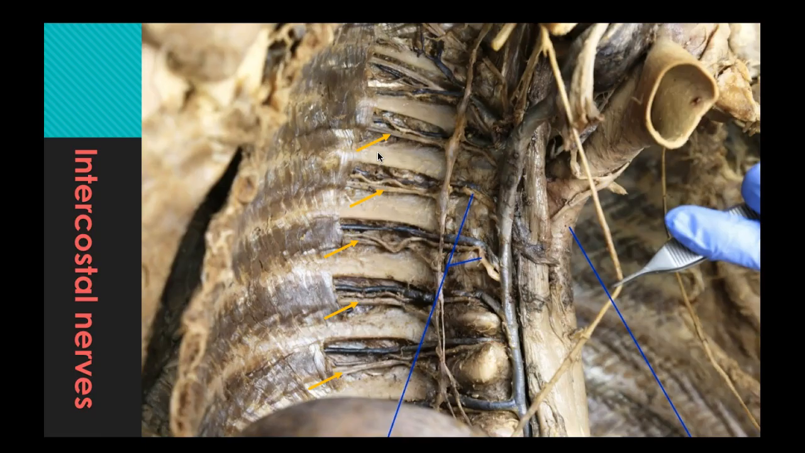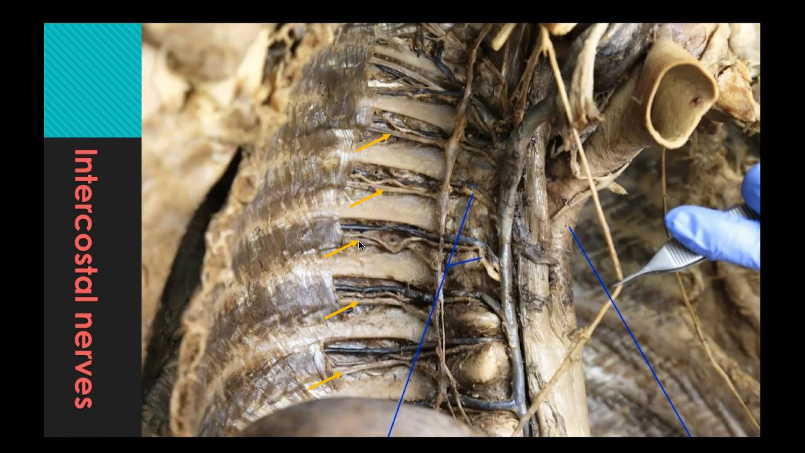So once we've moved past the plexi, we can see in the thoracic region that those ventral rami are going to extend on out to give branch to intercostal nerves that I have the yellow orangish arrows going to.